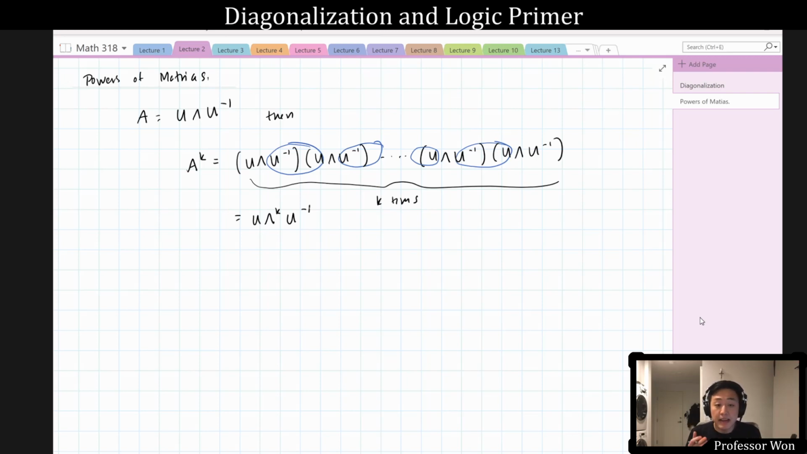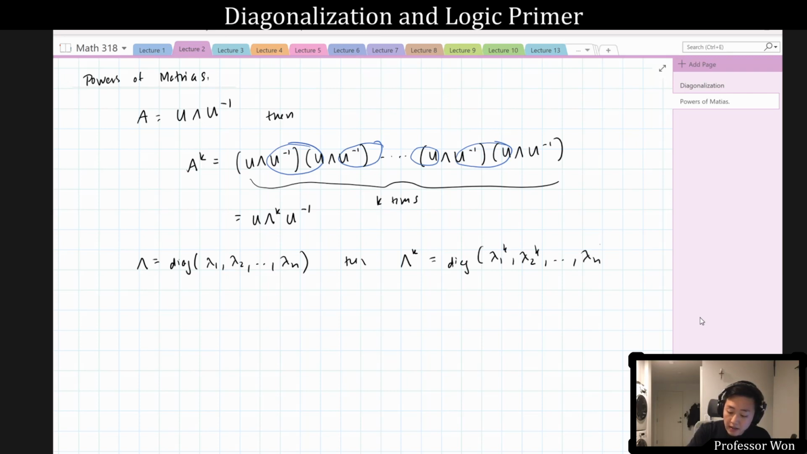Okay, but the nice thing about a diagonal matrix is that it's very easy to take a power of a diagonal matrix, right? If lambda is equal to the diagonal matrix with lambda 1, lambda 2, up to lambda n along the diagonal, then the kth power is just the diagonal matrix that has the kth power along each of the entries. You'll recall that taking a power of a matrix is a hard thing to do in general. If you have just a general matrix, you have to multiply it together k times, and that's not a very fun process. But if it's a diagonal matrix, then the formula is very easy.